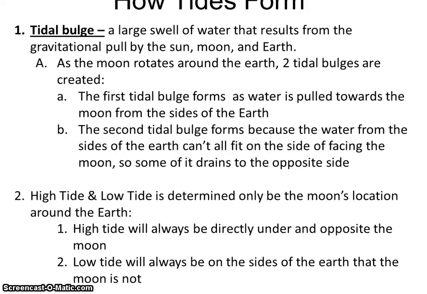A lot of words, but basically, tides form because of the moon. The moon has gravity, and that gravity pulls on Earth's water. Earth's water is attracted to the moon, and so wherever the moon is, that's where high tide is on Earth. There's also another tidal bulge, another high tide directly opposite the moon, on the opposite side of Earth.